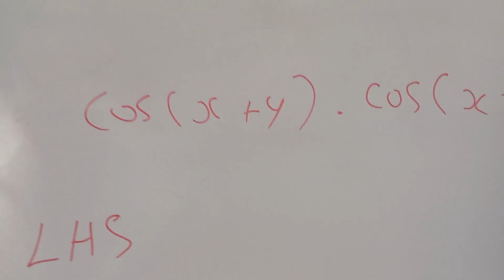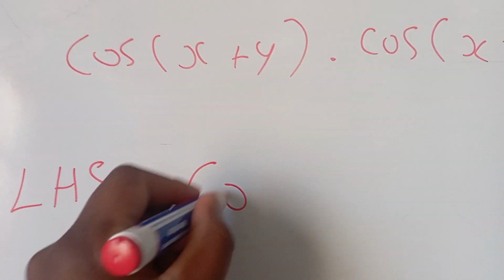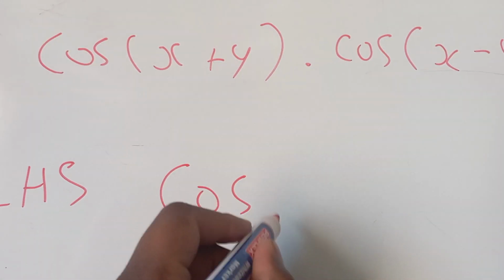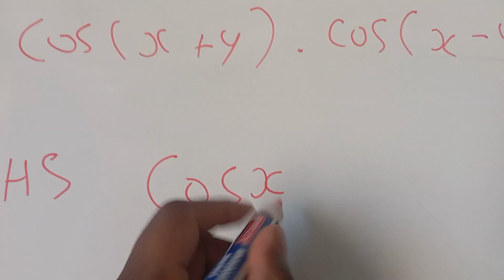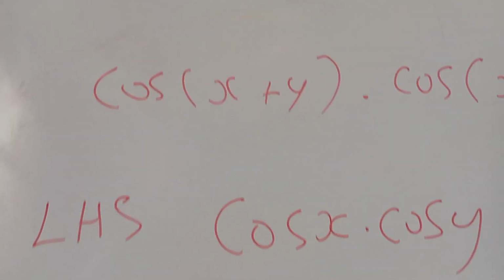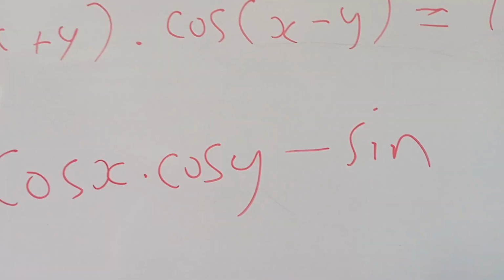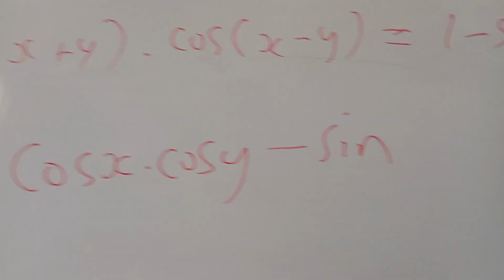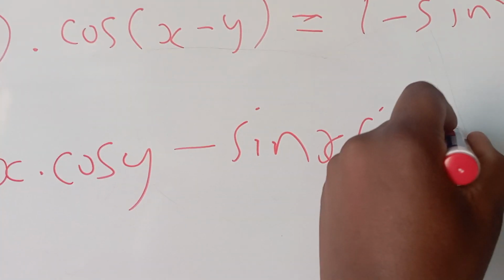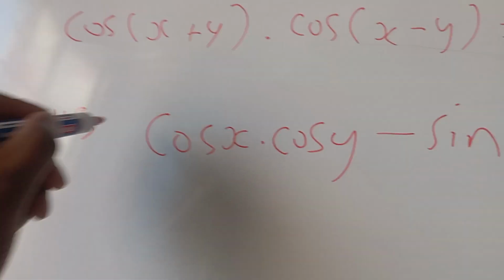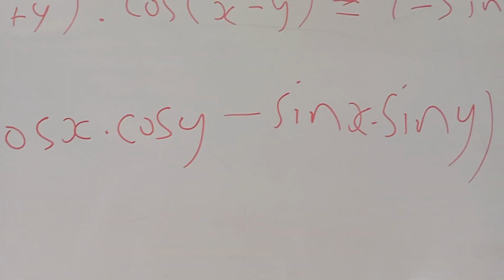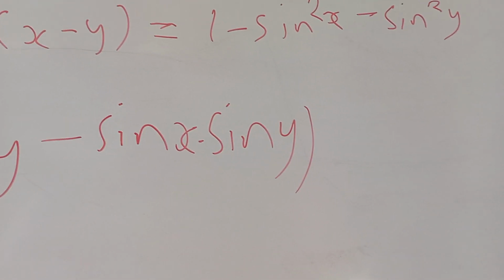So cos(x + y) will give us cos x times cos y minus, because we have a plus, sine x times sine y, right? And then cos(x + y) gives us cos x times cos y minus sine x times sine y.